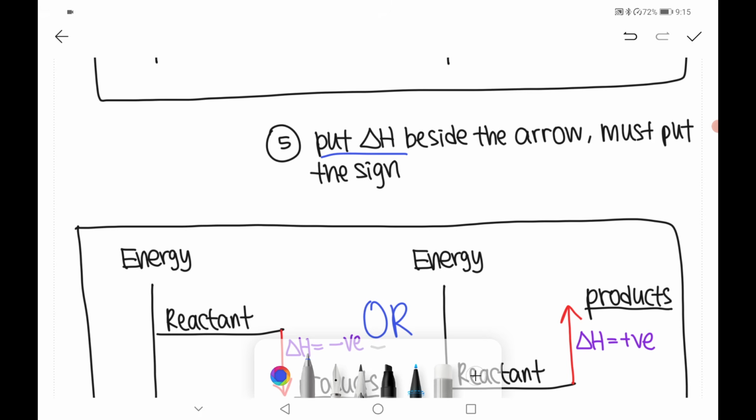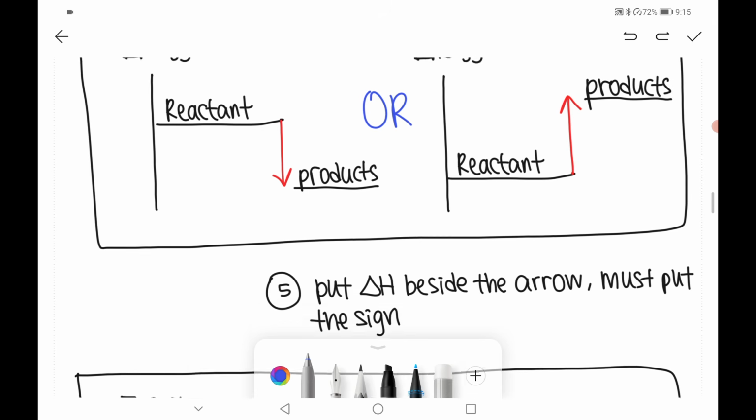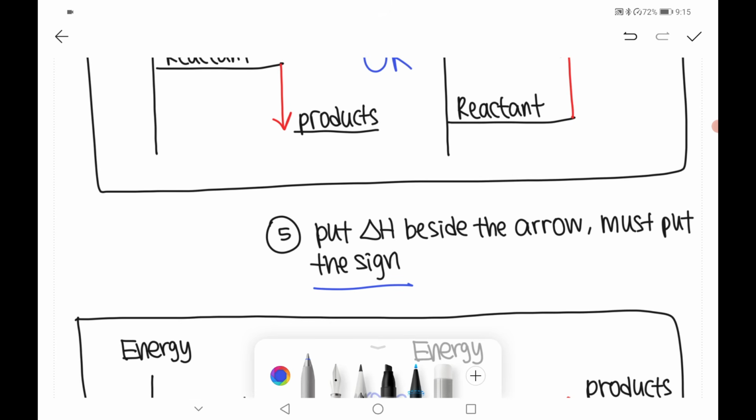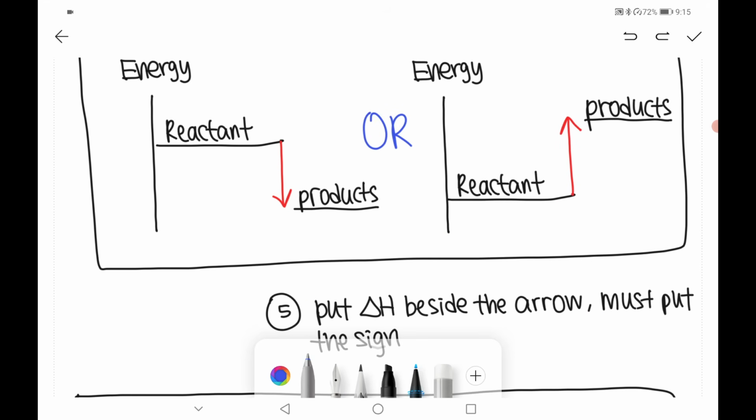put the delta H beside the arrow. So this arrow here, you need to put delta H, and you must put the sign. If this one goes down, it's negative, right? If this one goes up, delta H is positive. So that's it, step by step.